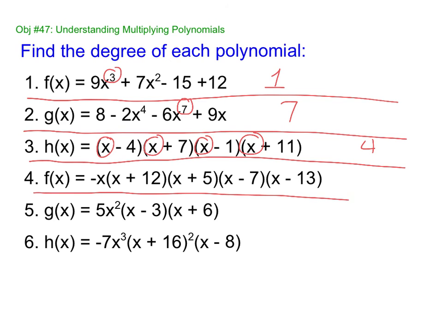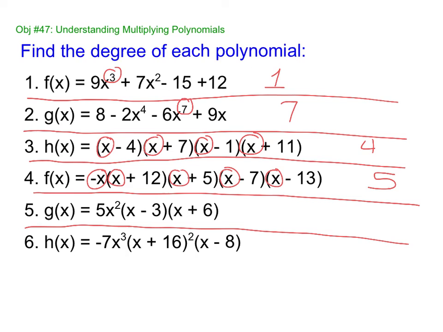Number 4, what do we get there? 1, 2, 3, 4, 5. My degree is 5, just counting the x's. Now, number 5 and 6 are the hard ones. All right, number 5. Most kids, I would guess, put 3, but it's not. Remember what x squared means. This is really 5x times x minus 3 times x plus 6. So how many x's are there really in the problem? We've got 1, 2, 3, 4. So the answer here is 4.